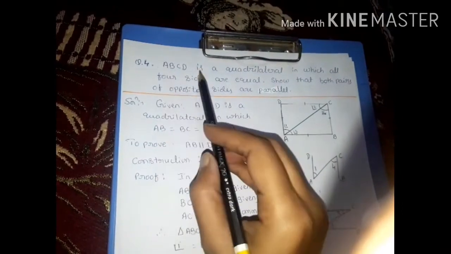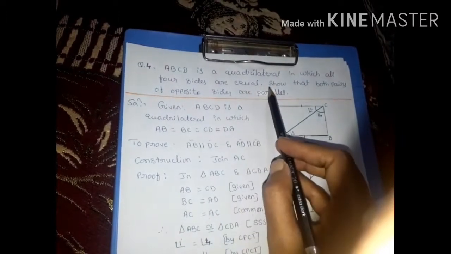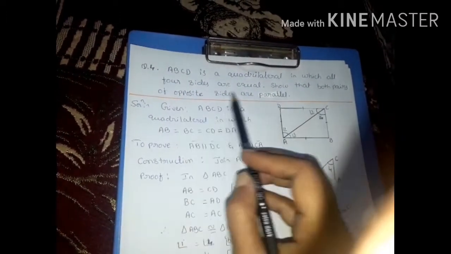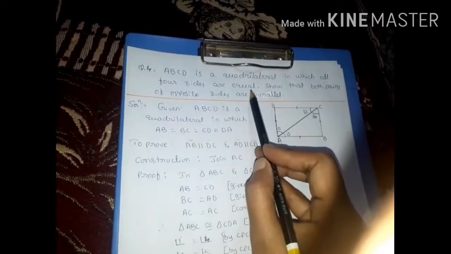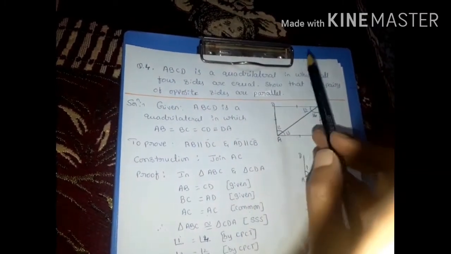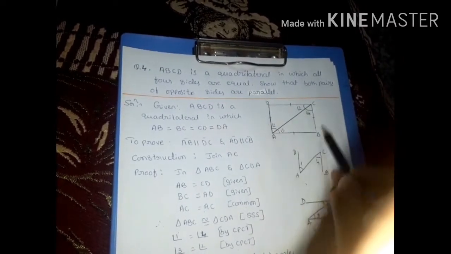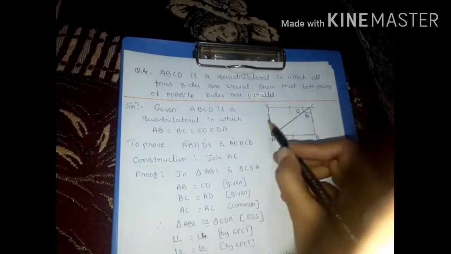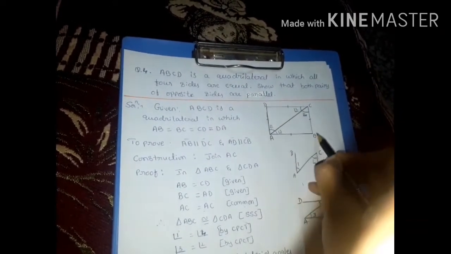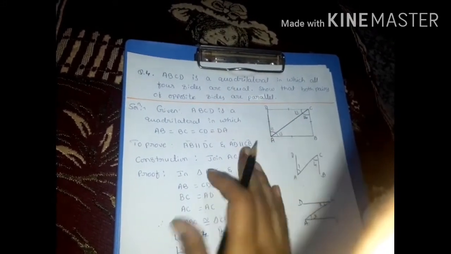Question number 4: ABCD is a quadrilateral in which all 4 sides are equal. Show that both pairs of opposite sides are parallel. They gave one condition, all 4 sides are equal. You have to show opposite sides are parallel to each other. First draw a quadrilateral. Here I drew ABCD as a quadrilateral. All sides are equal as given: AB equal to BC, BC equal to DC and DC equal to DA.